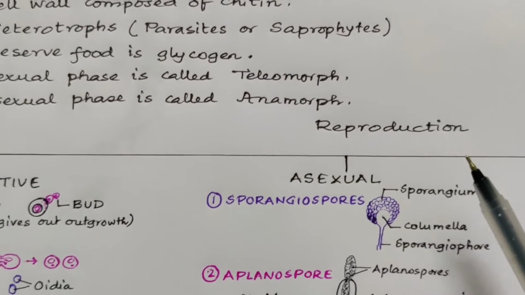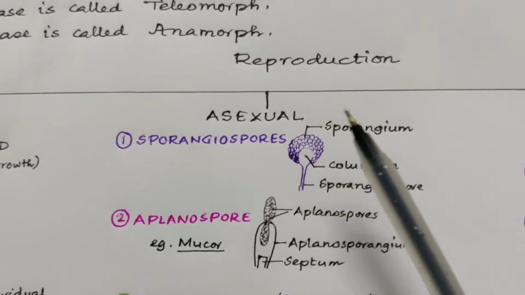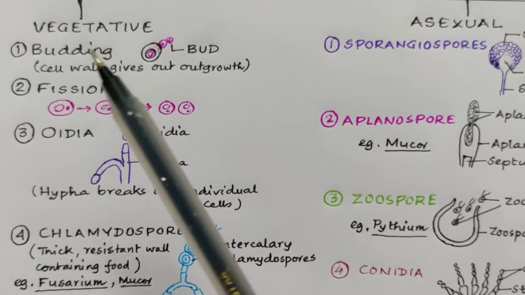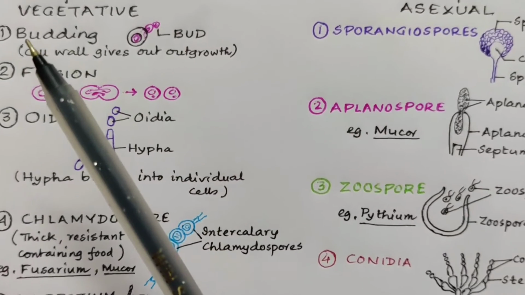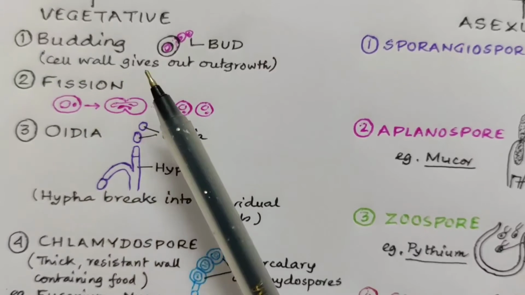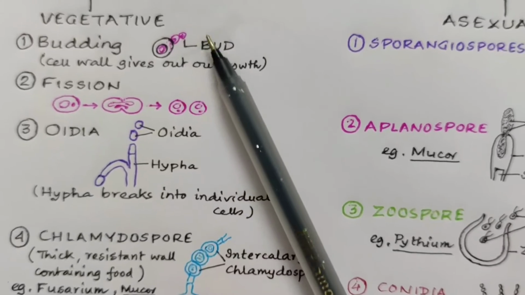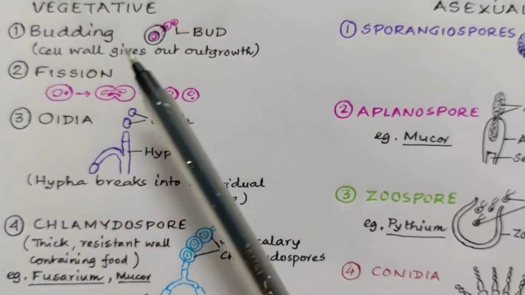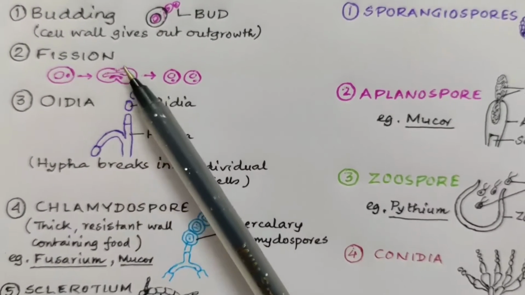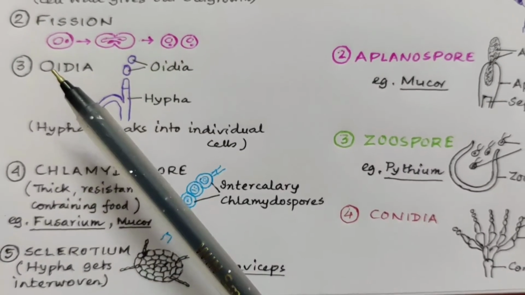Now coming to their reproduction. They have 3 types of reproduction: vegetative, asexual and sexual reproduction. In the vegetative you can see the figures that have been drawn for you. Number 1 is budding. Here you can see a bud. Here the cell wall gives out an outgrowth that buds off or falls off from the main body, giving rise to a new individual. Number 2 is fission. As you can see, the whole cell elongates and divides into separate daughter cells.